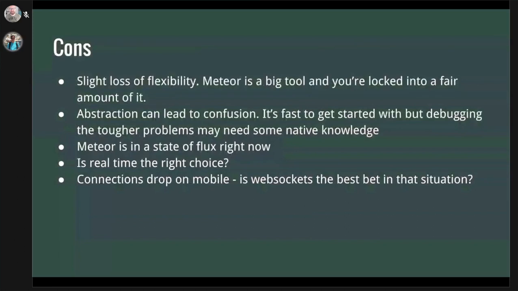With every pro, there's a con. A few cons are there's a loss of flexibility, especially on the Meteor side. It's a big tool, and you're locked into a fair amount of it. With it making that really, really easy pub sub system, you're kind of locked into Mongo at this point, which for some companies is a non-starter. For everything I work on, it's fine. Mongo's a perfectly fine database for us, but it's something to be aware of. You do lose some flexibility by taking in this ease that Meteor brings to the table.